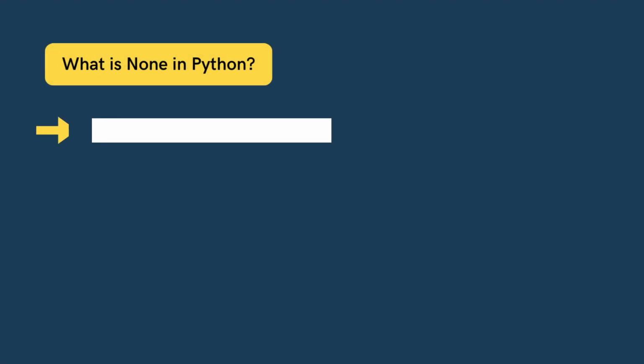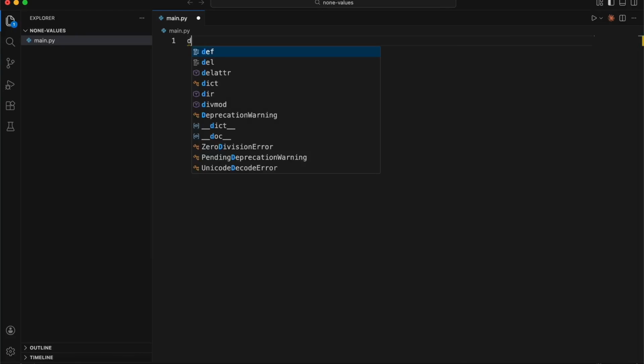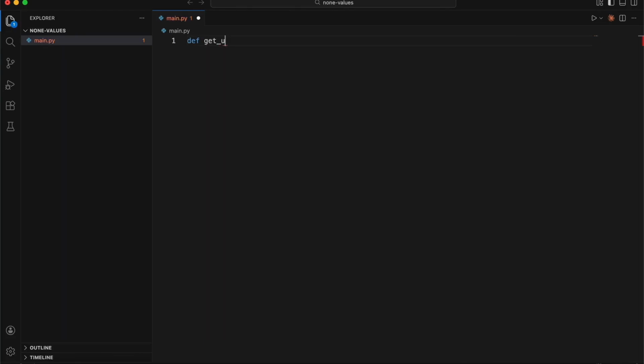None means no value, missing result, and nothing to return. We will define a function called getUsername. It takes a user dictionary as input and returns the username. But there is one case to handle. If the username key is not present in the dictionary, the function should return None. Returning None clearly tells us that the data does not exist in the dictionary.